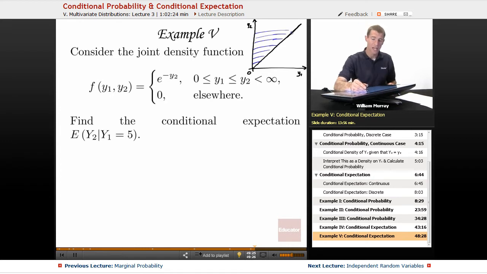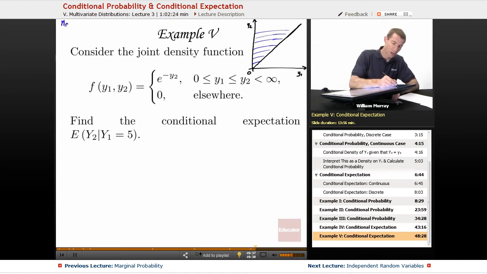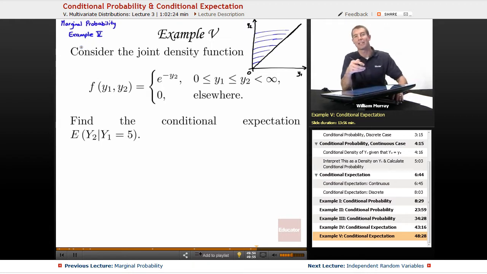Now, this is the same setup that we had in one of the examples on the previous lecture. So let me give you a reference for that. This was in the lecture on marginal probability, and it was example 5 in the previous lecture. So you might want to go back and look at our solution to example 5 in the lecture on marginal probability, the previous video. If you just scroll up here, you'll see it. It's the same example, but we're calculating something different.